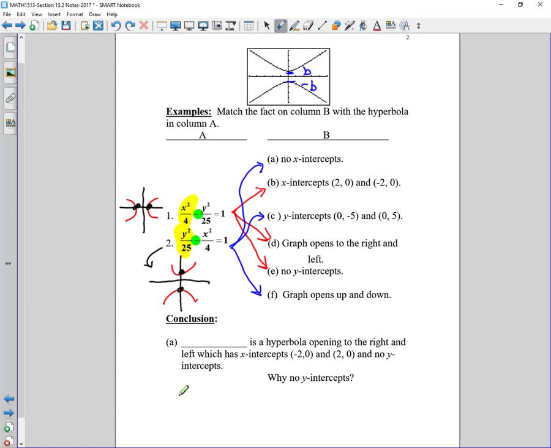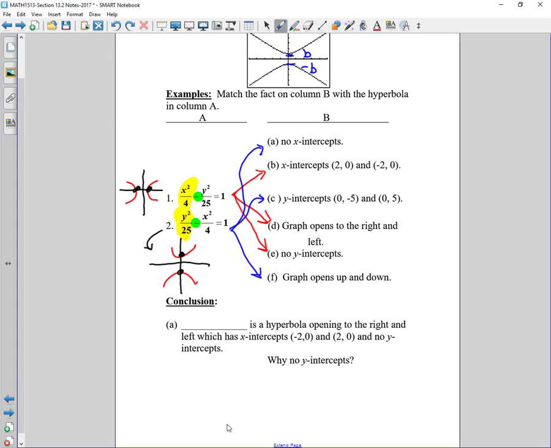And then here in the conclusion, I'm just summarizing the characteristics. A hyperbola that opens to the right and to the left and has x-intercepts of negative 2 and 2 and has no y-intercepts will actually be x squared over 4 minus y squared over 25 equals 1. And it will not have y-intercepts. Now, we'll talk about this in a second. I just want to fill in the blank for the next one.